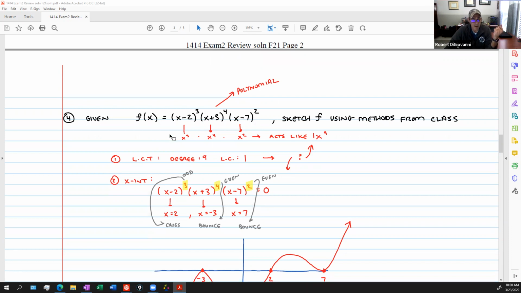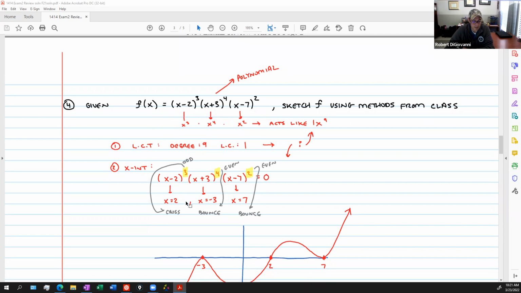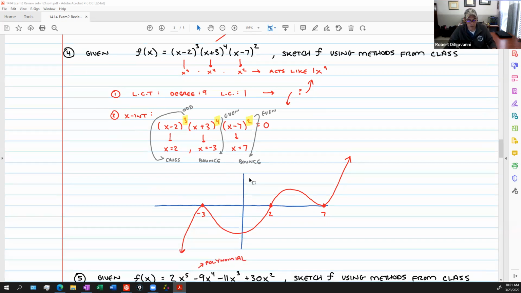Okay, then what I would do is find the x-intercepts. To do that, I set the function equal to 0 and I factor it. Well, it's already factored, so that's great. I don't have to do that step. I just set each of the factors equal to 0 and then look at the powers for the multiplicity. I've got an odd, that means cross. I've got an even, that means bounce. I've got an even, that means bounce. So then I go to my picture.